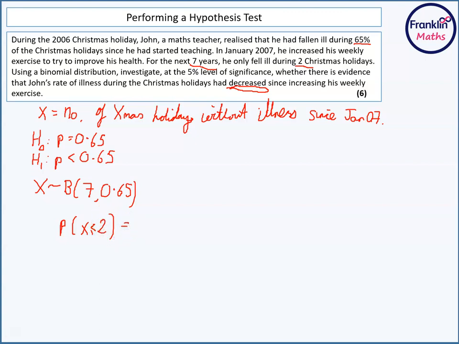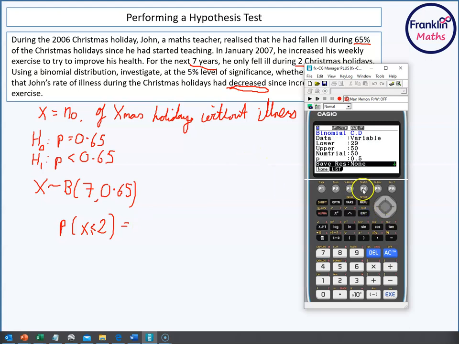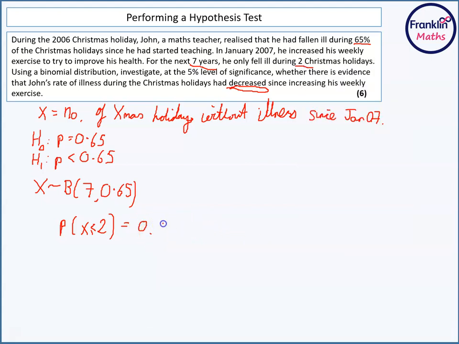Let's grab a calculator. So my lower value in this case is going to be 0. My upper value is going to be 2, 7, and 0.65. That gives me a probability of 0.0556. So that's going to be 5.56%. So it's right next to the 5% significance level. Okay, but we have to go on what we're given.